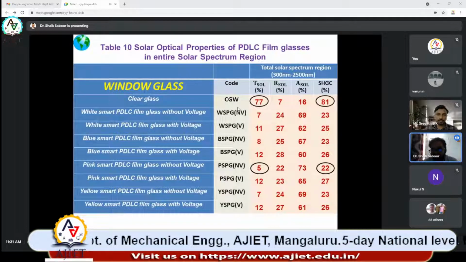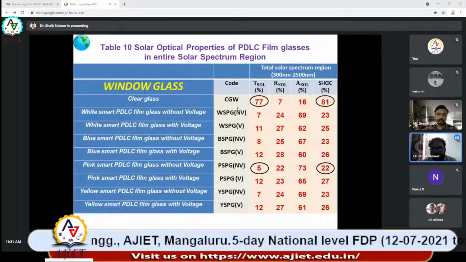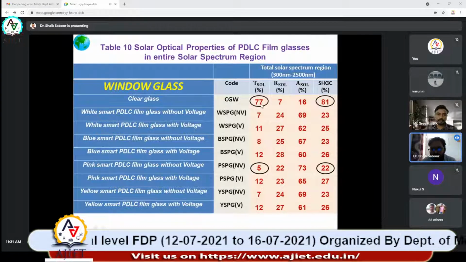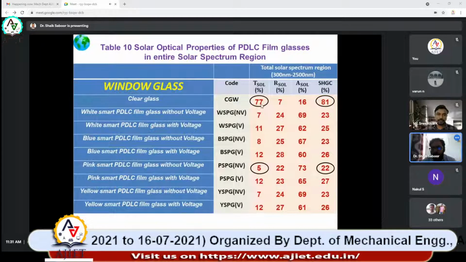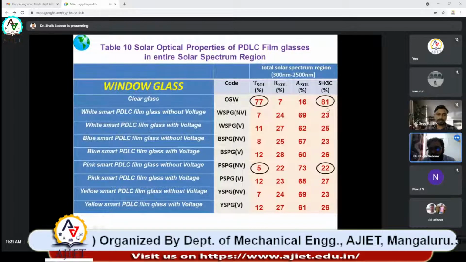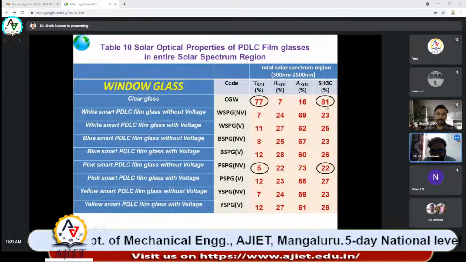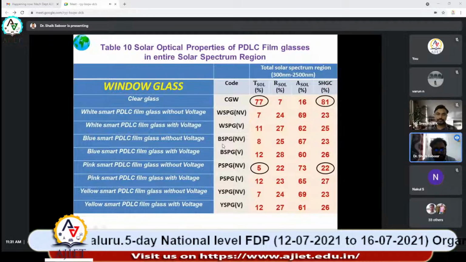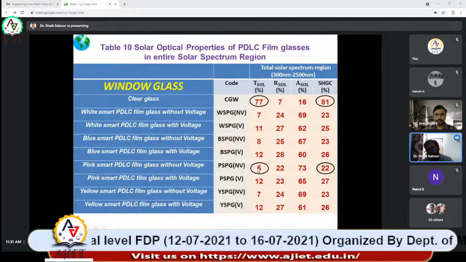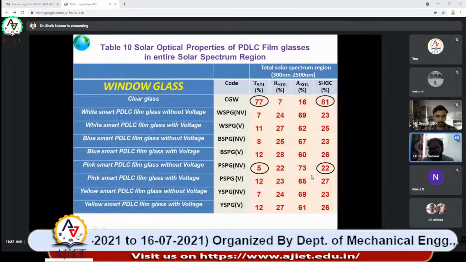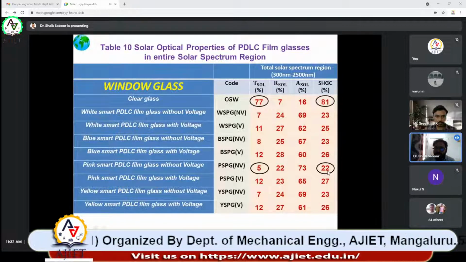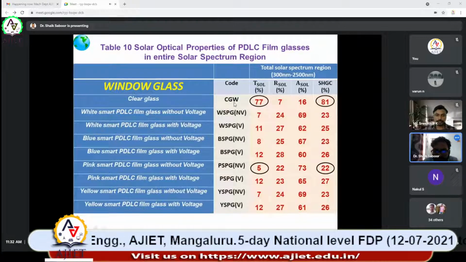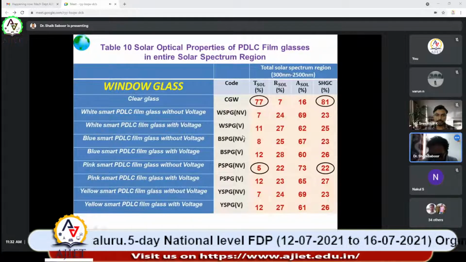We tabulated the properties. From the results we observed that clear glass has the maximum transmission, that is 77, and the solar heat gain is 81. A lot of solar heat gain, a lot of transmission. But pink smart PDLC has less transmission and less solar heat gain coefficient. So with respect to heat gain, yes, the results are fine.